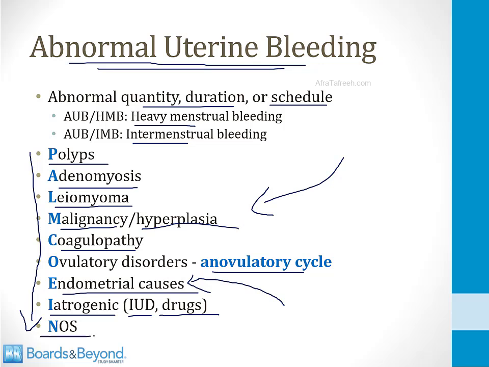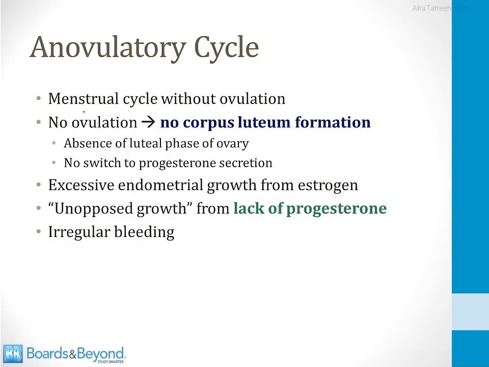And then finally, NOS is not otherwise specified. This refers to very rare causes of abnormal uterine bleeding. For example, women can develop AV malformations in rare cases, and that can lead to uterine bleeding. So let's talk about an anovulatory cycle.